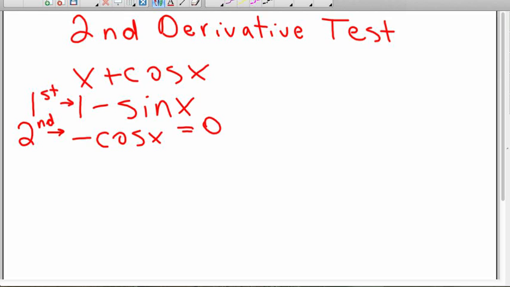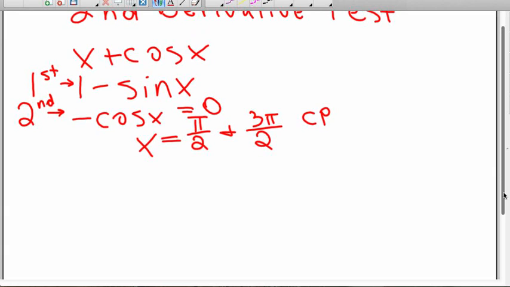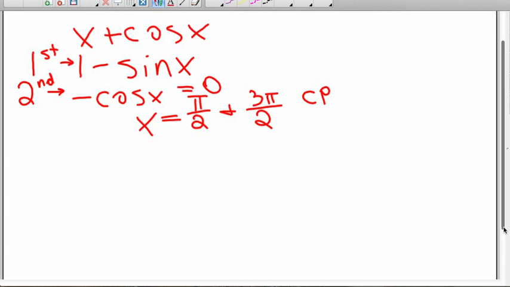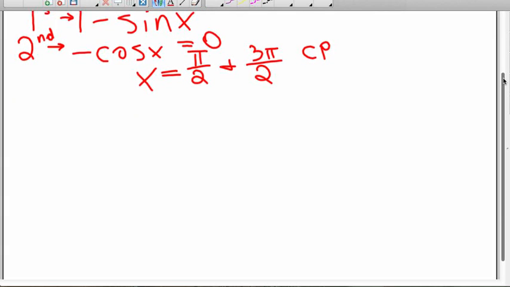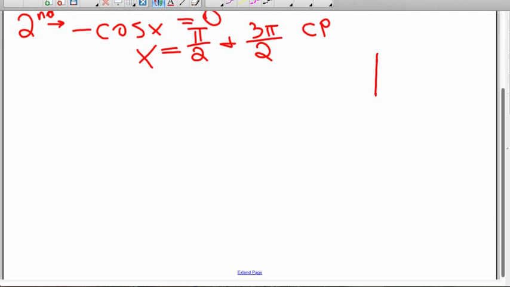Cosine is 0 at pi over 2 and 3 pi over 2, in case y'all didn't know that. This would be a good non-calculator. Pi over 2 and 3 pi over 2 are your critical points. So then you would put these on a graph and you would test your intervals on each other. Alright. Draw a graph of cosine.